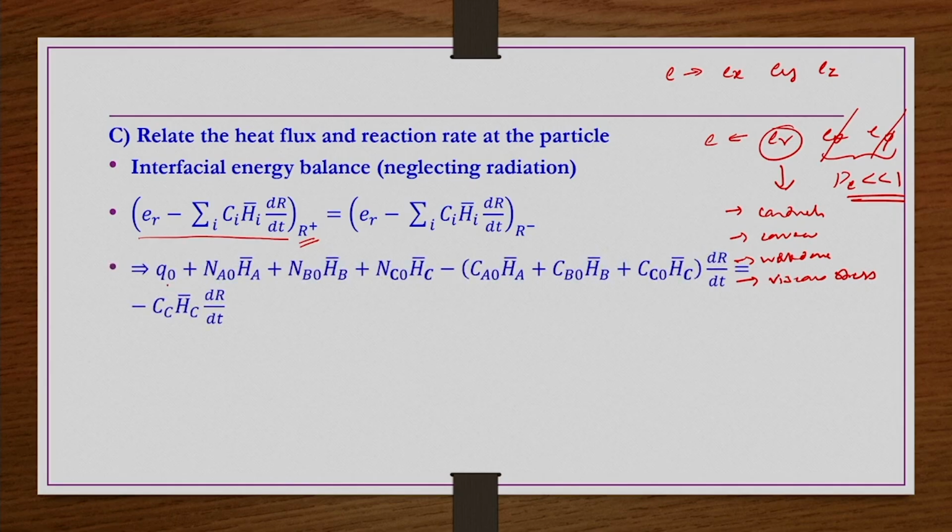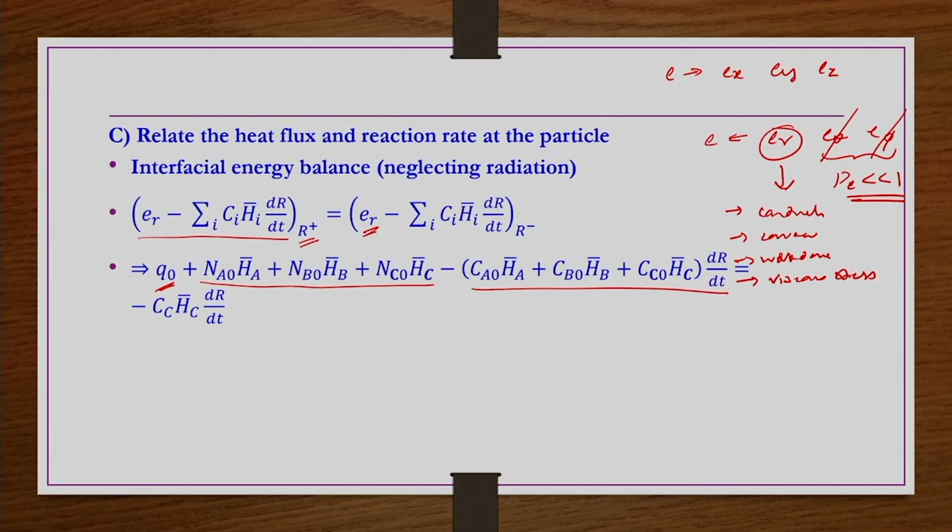So, Er is nothing but Q naught, that is conduction part, because in this problem only conduction is taking place according to the problem statement and then conditions given in the problem statement, and then heat associated with the mass transfer part is nothing but this part, that is Na naught Ha bar plus Nb naught Hb bar plus Nc naught Hc bar minus Ca naught Ha bar plus Cb naught Hb bar plus Cc naught Hc bar times dr by dt. This is because of the reaction part and then change of particle size. That should be balanced by similar things would also be there for Er in the particle size r minus, that is towards the particles, right.